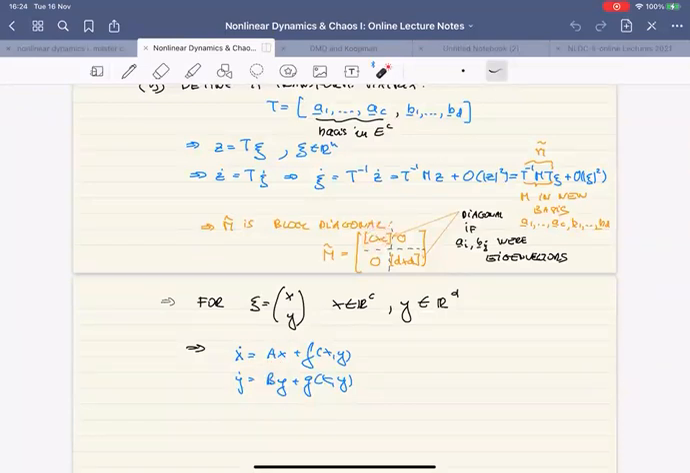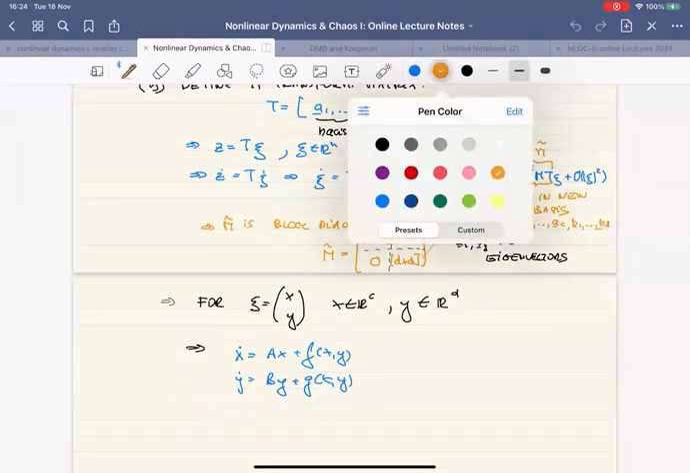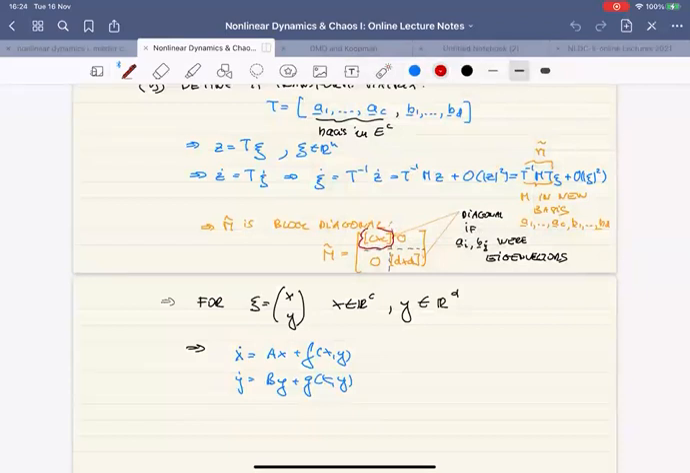This is what I have for A in M tilde. I didn't say that, so let me say that now. Let's just call this matrix A, and let's call this matrix B. And that's what I have here.